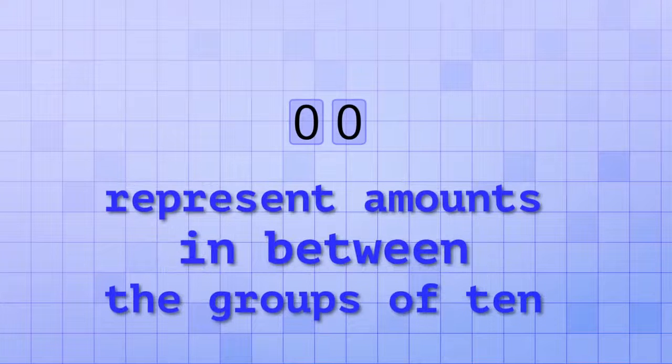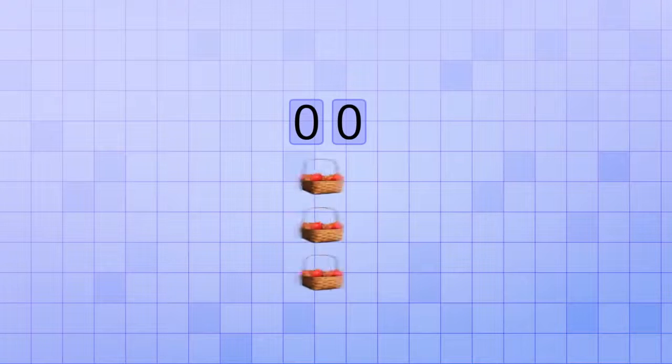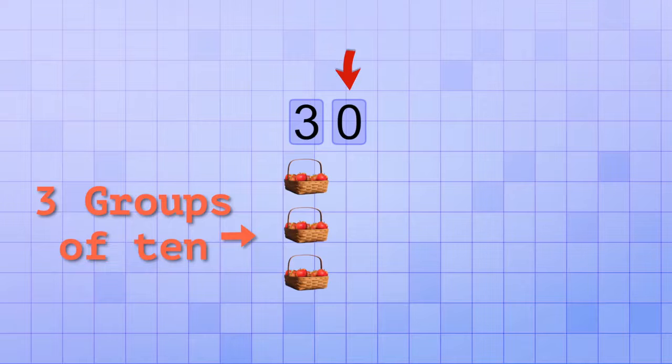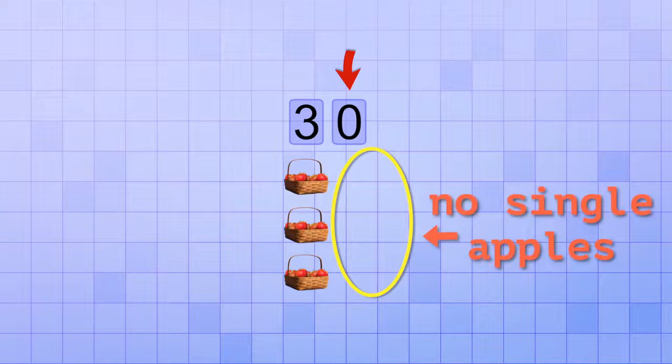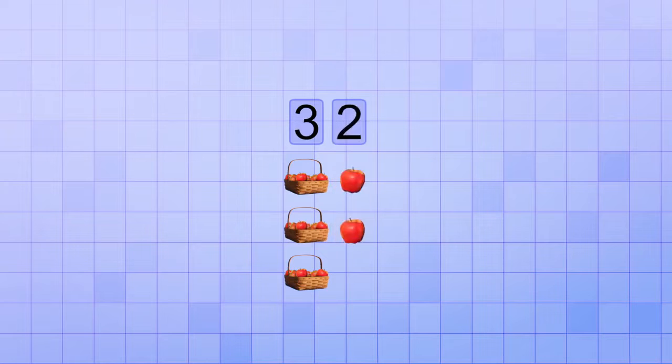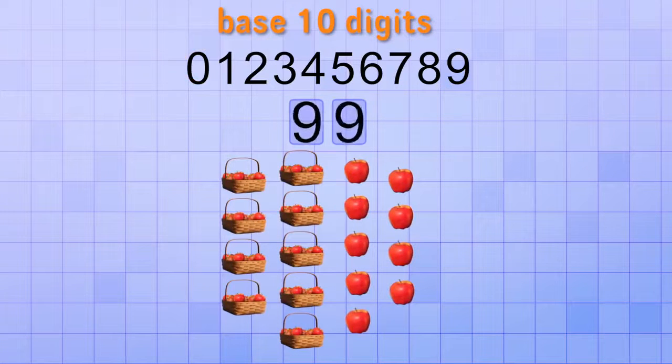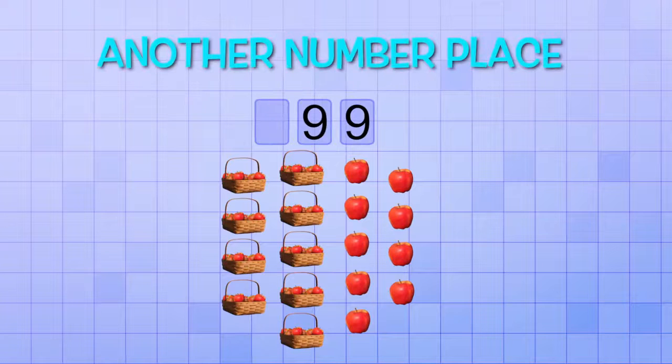Using these two number places together lets us represent amounts that are in between the groups of 10. For example, if we've already picked 30 apples, then there'll be a 3 in the tens place because we have 3 groups of 10. But there'll be a 0 in the ones place because there are no individual apples left over. But if we've picked 32 apples, then there will be a 3 in the tens place and a 2 in the ones place to represent the 2 individual apples that are not in the groups of 10. In fact, using only our 10 digits and these 2 number places, we can count all the way from 0 up to 99. At 99, both of our number places are maxed out with the highest digits, and we won't be able to count any higher unless we get another number place.